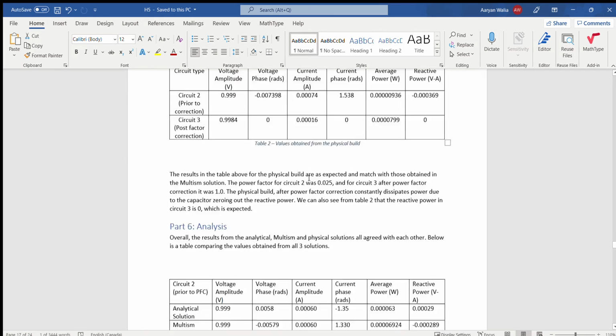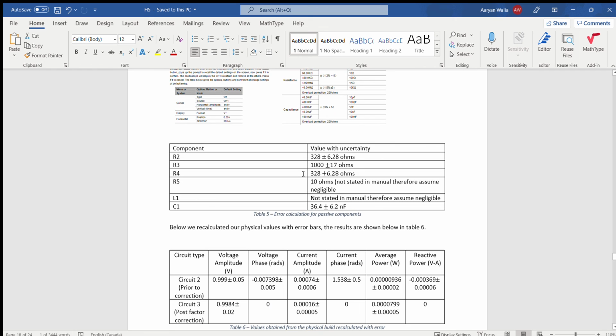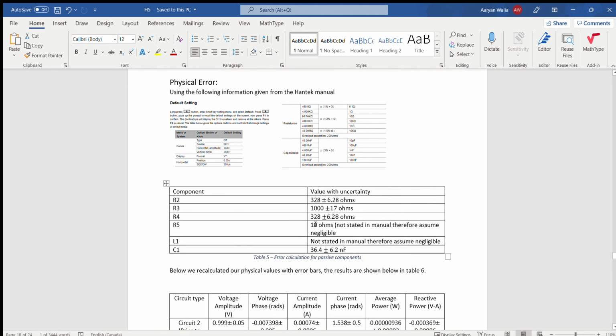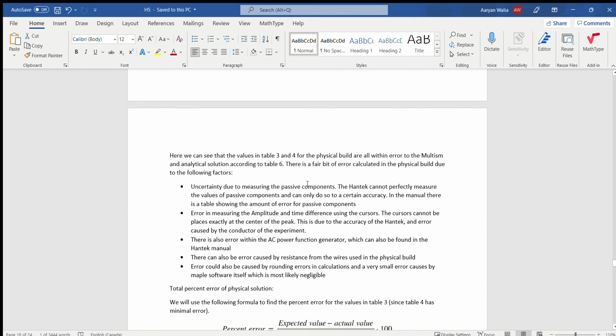And we did have some error, and the cause for this error was probably, one, cursor placement on the Handtech, and then the uncertainty that we've calculated here from the passive components. And yeah, so that is our lab on AC power and power factor correction.